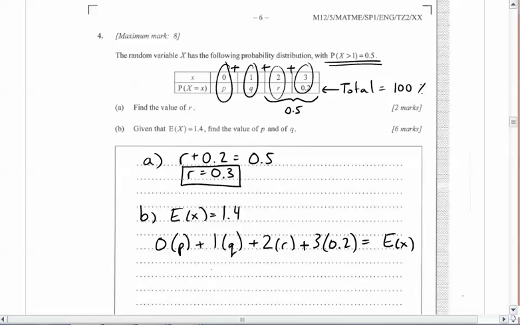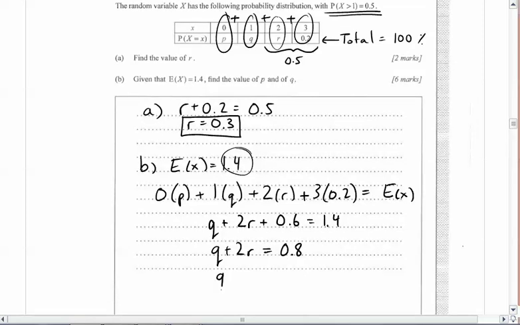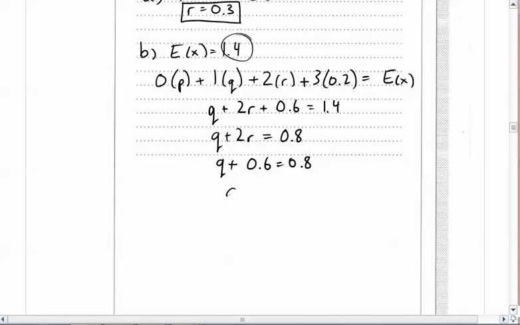Okay, so that means that q plus 2r plus 0.6 is going to be equal to the expected value, which they told me is 1.4. So q plus 2r is equal to 0.8. And since I know that r is 0.3, q plus 0.6 is 0.8. So q must be 0.2.